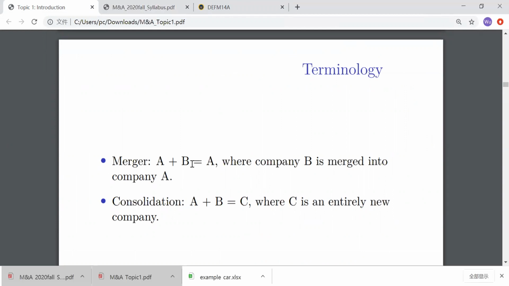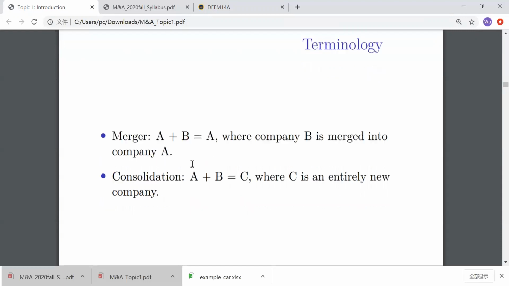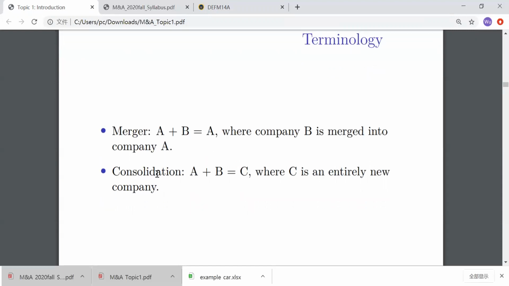Now back to our prior discussion about merger versus consolidation. What are the differences? Even though such differences are disappearing in recent years, typically a merger is A plus B equals A. As I said, if company A acquires company B, company A is the surviving company, and company B is merged into company A. What does merging into mean? It means company B is delisted from the stock exchange, and company A is the surviving company. If we are talking about consolidation, companies A and B merge together and both disappear, and company C is an entirely new company on the stock exchange. That's the difference.